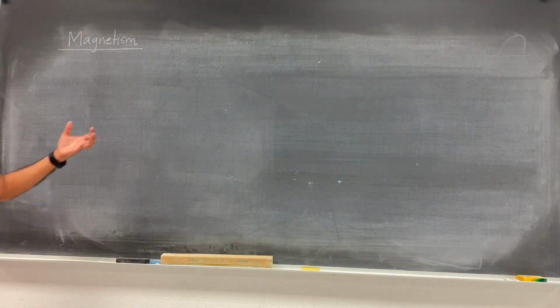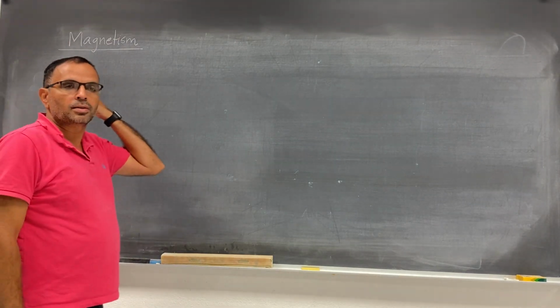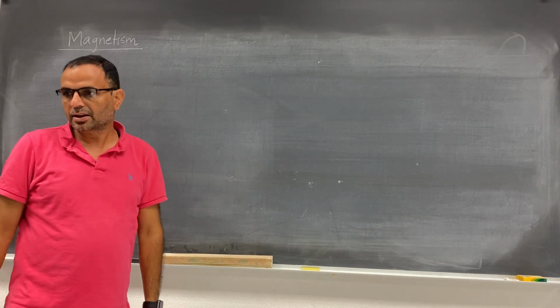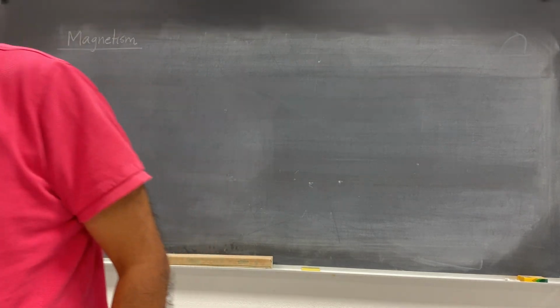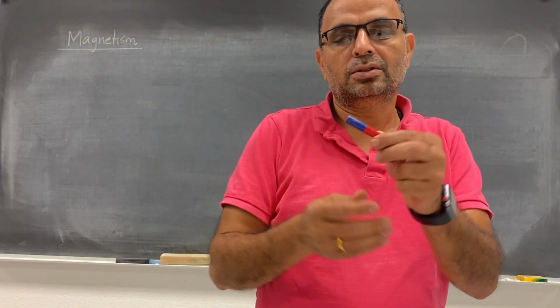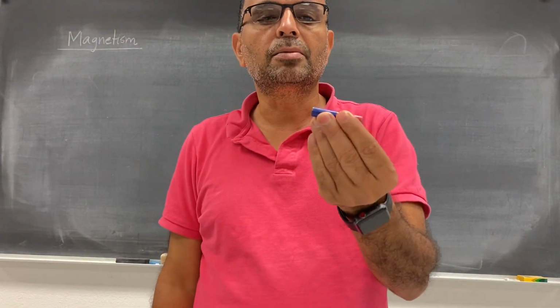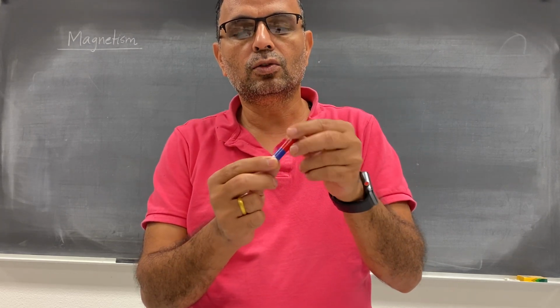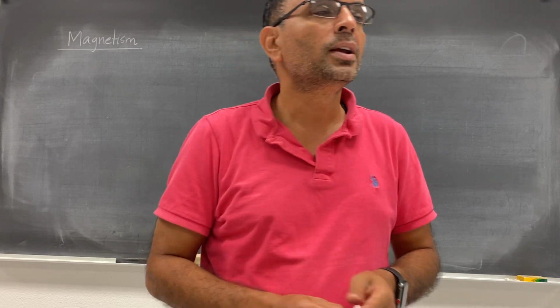So magnetism developed from the word magnesia. The magnet attracts magnetic material. You can see here, this is the magnet. The magnet has a north pole, the red one, this is the north pole, and this is the south pole.